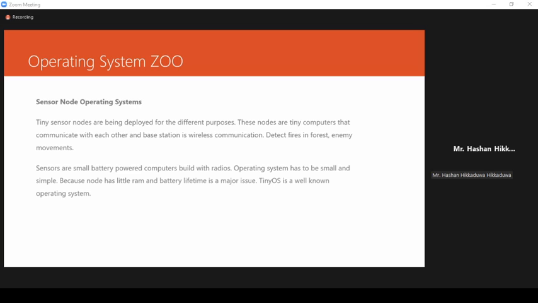But we can install an OS, right? But we have to think about the power. How can we power the Raspberry Pi?